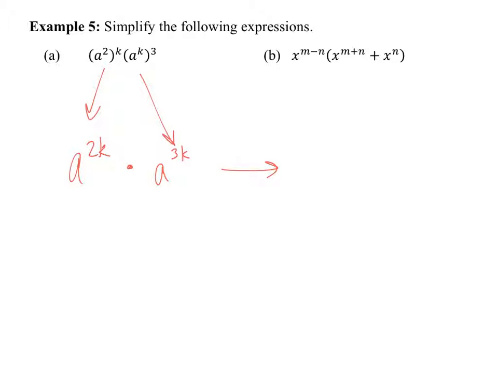Did most of you get that so far? A to the second to the K, the 2 times the K is 2K. A to the K to the third is really K times 3 or 3K. What do you do when you have the same base? What do you do to the exponents? You add them. So what's the answer, Alex? Okay. Same exact rules we just learned, but now simply applying those rules.